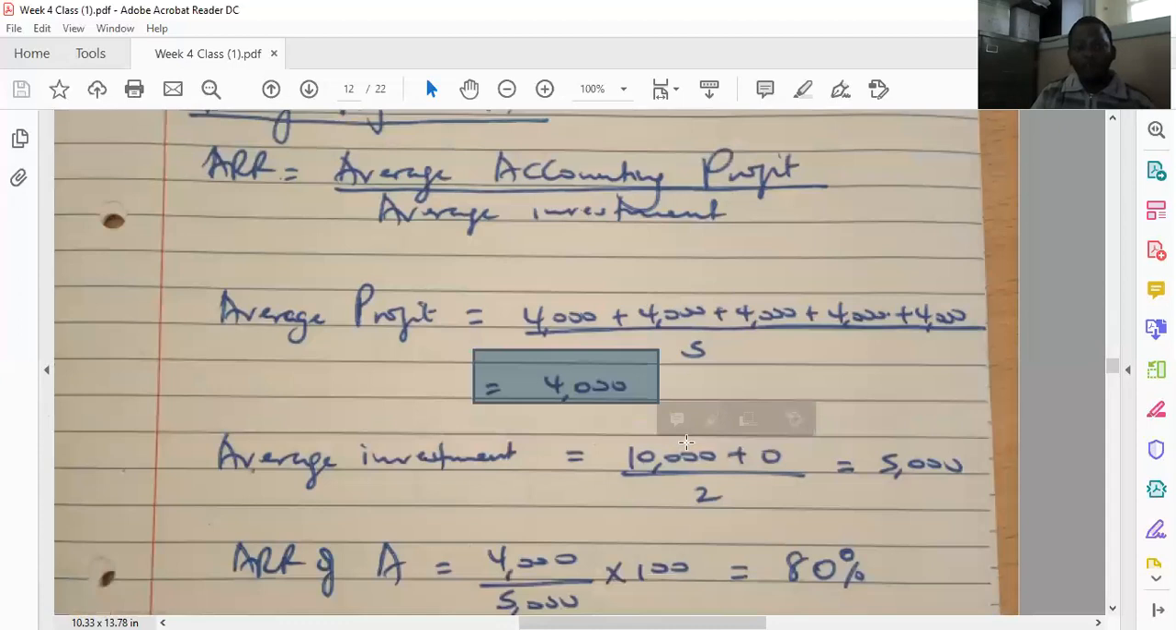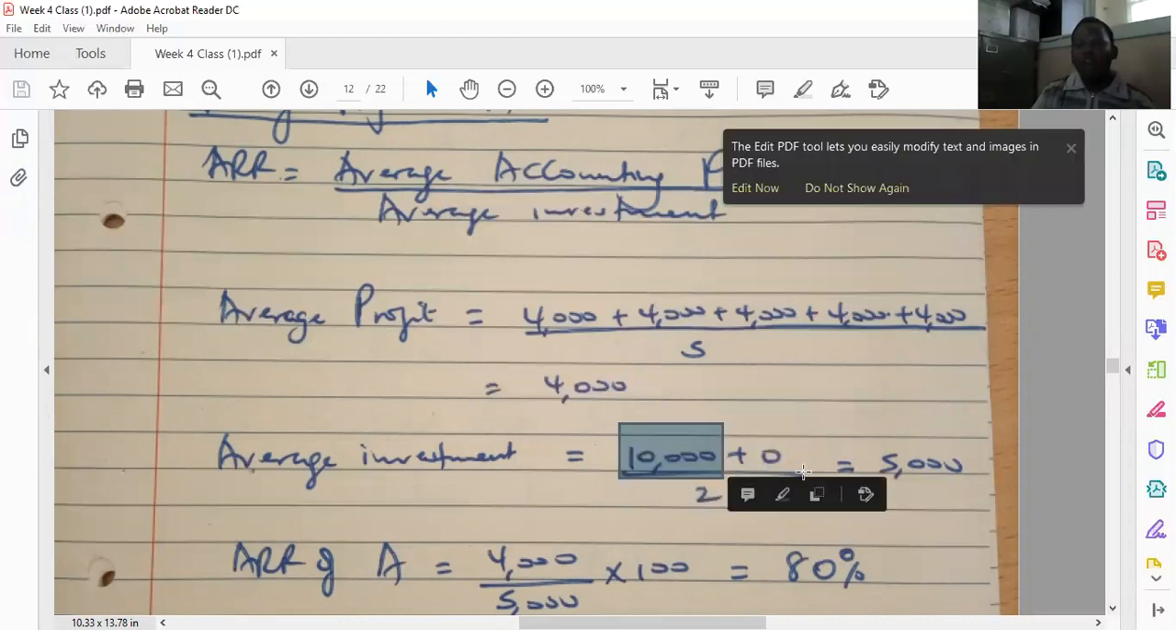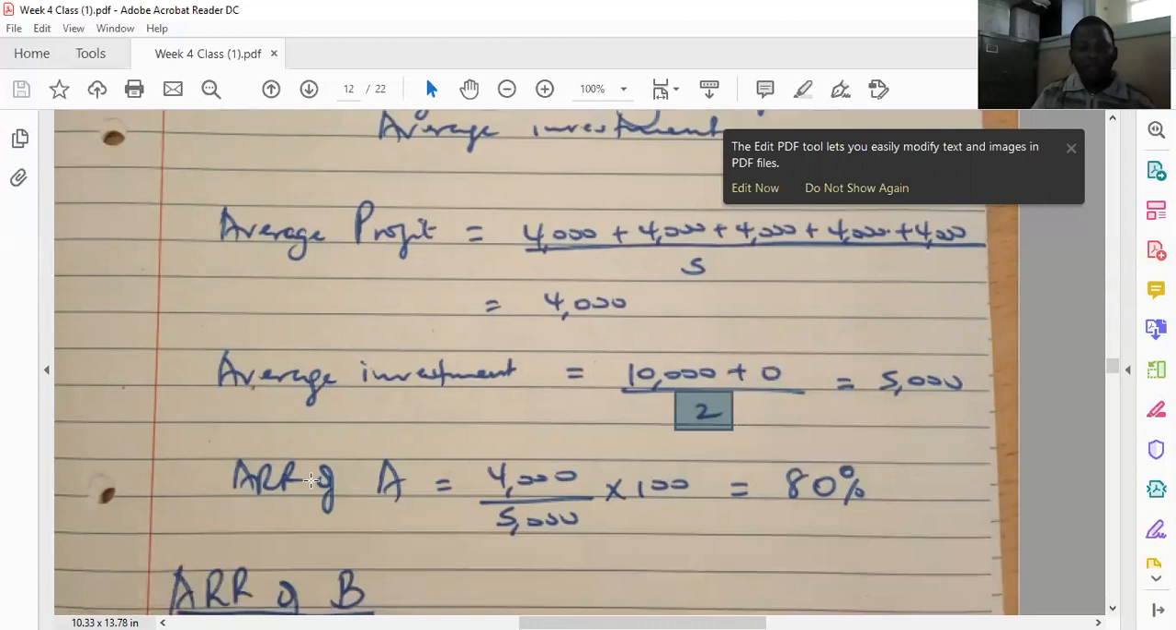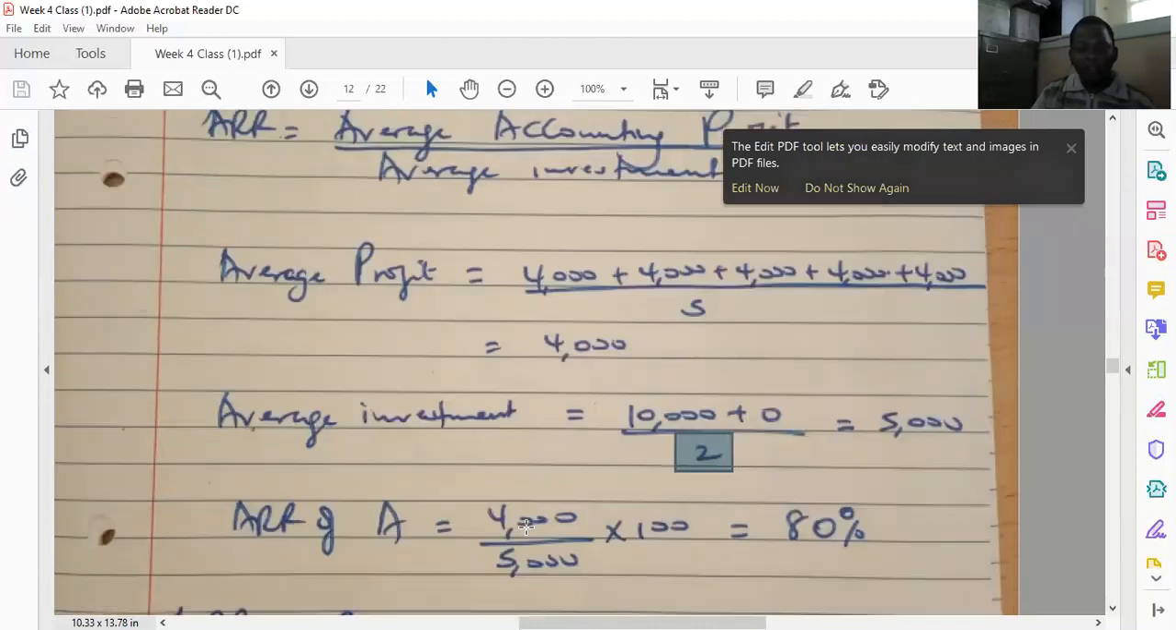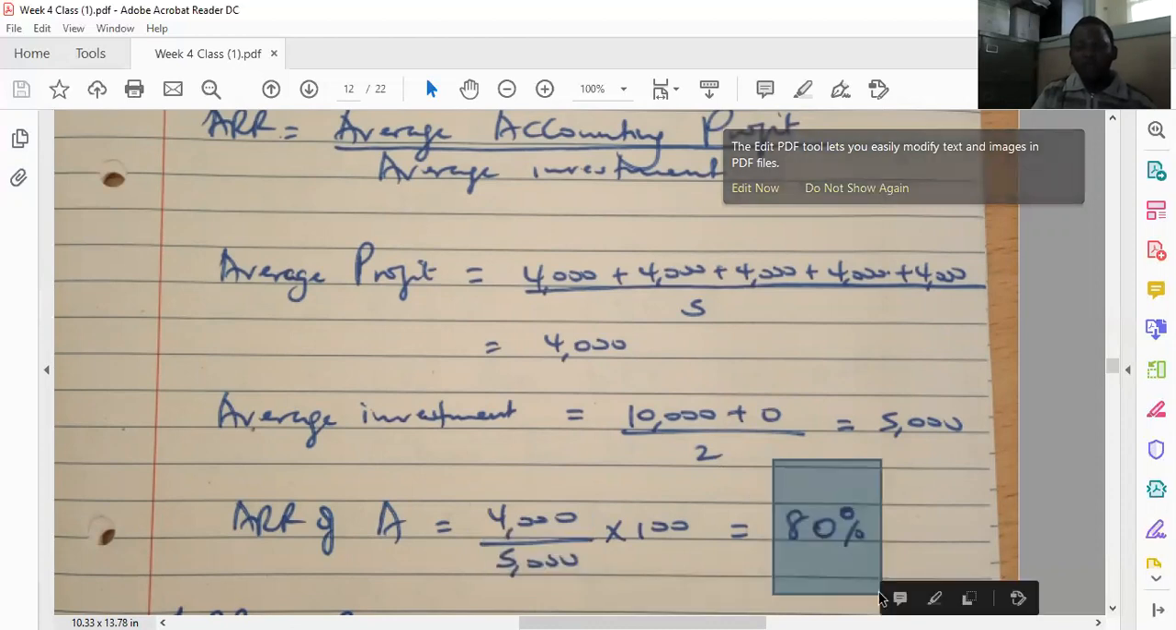And the average investment will be equal to the initial cost plus the scrap value divided by 2. The initial cost of the project in this case is 10,000 shillings. The scrap value has not been given, and then we divide that by 2 to give us 5,000 shillings. So we can now calculate the accounting rate of return, which is equal to the average accounting profit, we've seen it's 4,000, divided by the average investment, we have seen it's 5,000, multiplied by 100 to give us 80%.